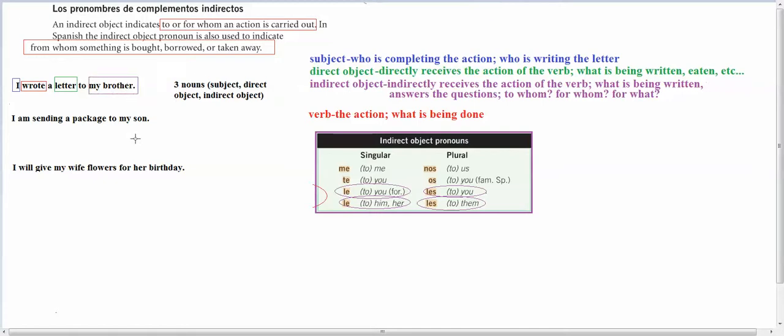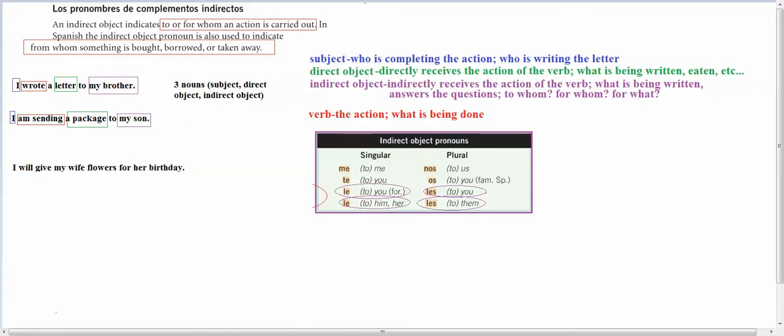And the next one, I'm sending a package to my son. The verb is am sending. Okay. Who's the subject? Who's doing the sending? I am. What's being sent? A package. That's your direct object. And to whom is that package being sent? My son. That's my indirect object.